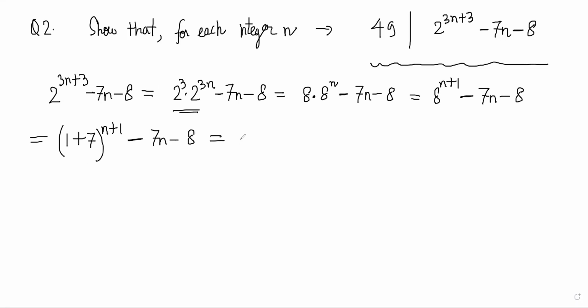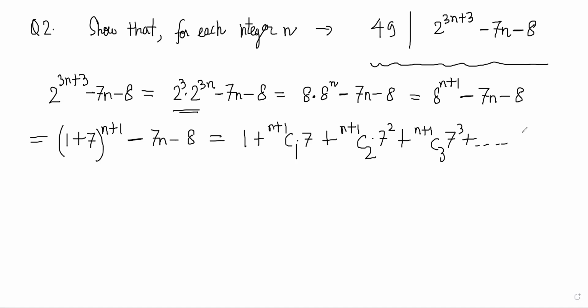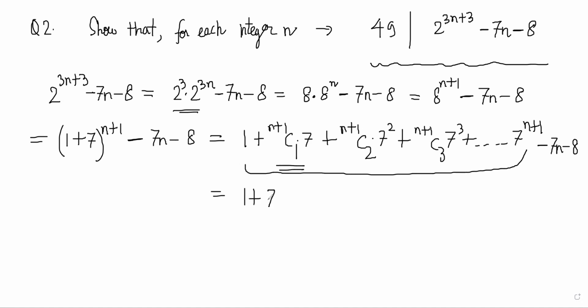And when you expand 1 plus 7 to the power n plus 1, you will get 1 plus n plus 1 c1 times 7, plus n plus 1 c2 times 7 square, plus n plus 1 c3 times 7 cube, and so on, till you get 7 power n plus 1, and then you subtract 7n minus 8, right? This is where we have applied the binomial theorem here, right? And notice that the first two terms give 1 plus 7 times n plus 1, which is basically 7n plus 8.